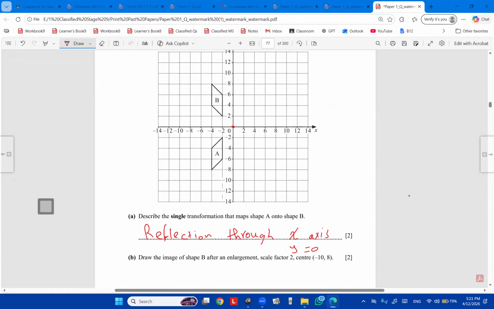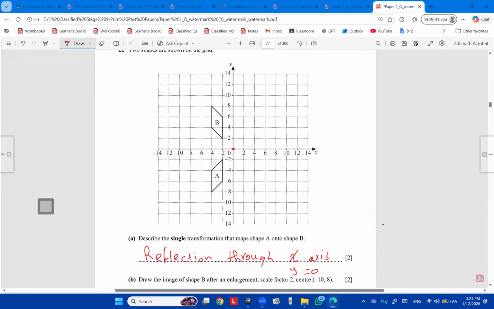Draw the image of shape B after an enlargement scale factor 2, center negative 10, 8. So negative 10, 8 is the center here. And they said scale factor 2. Shape B undergoes the enlargement. Okay, so I'm going to check over here.